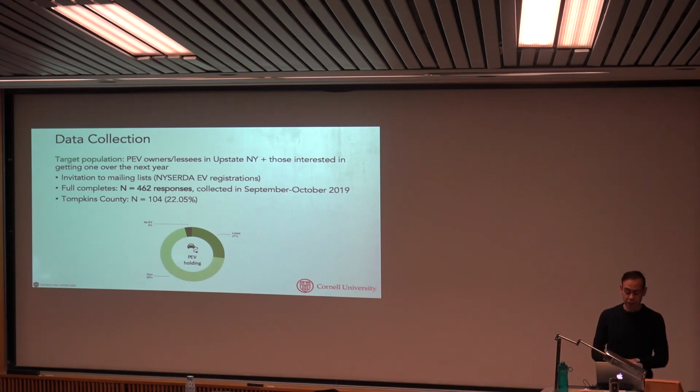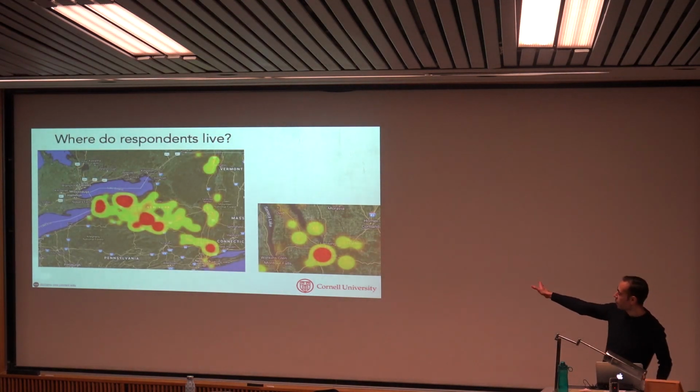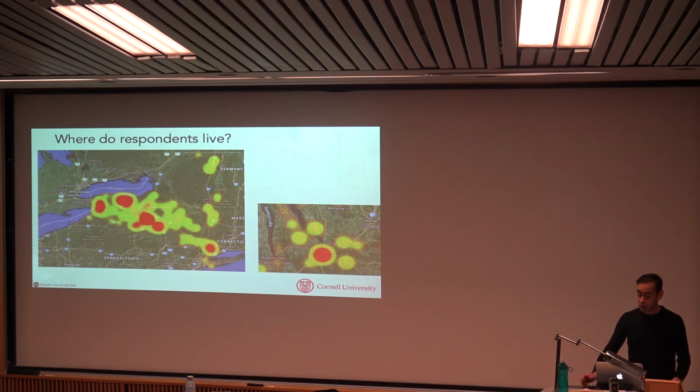So data was collected in September to October of last year. We sent an invitation to people who registered their EVs in NYSERDA. And then we had a total of 462 people who responded. And these people are owners or lessees of EVs in upstate New York. So here we have a heat map of where our respondents live in upstate New York. And in particular in Tompkins County, we have 105 people that live in Tompkins County, where the pilot was going to be implemented.